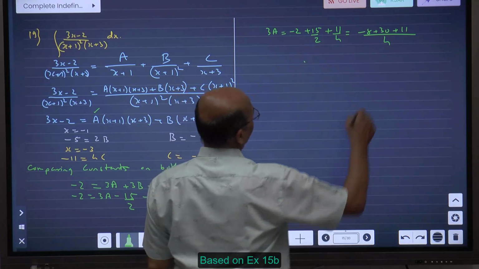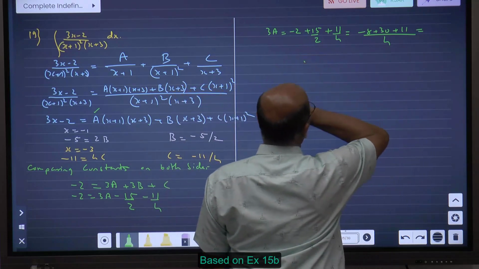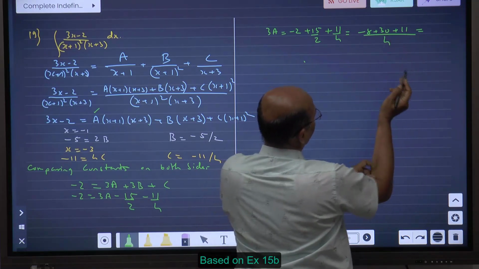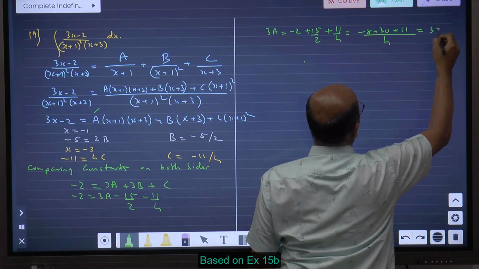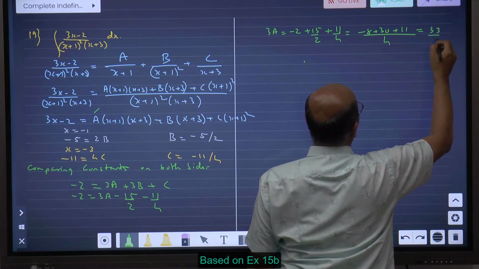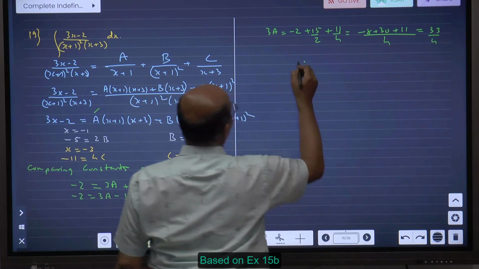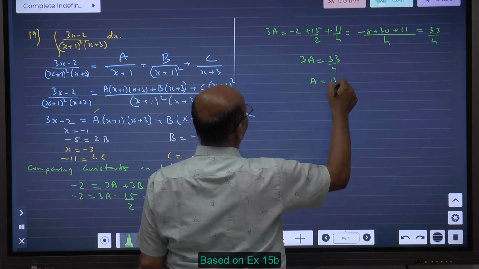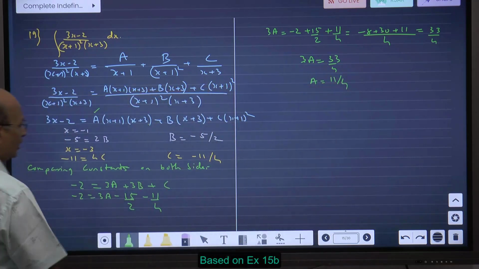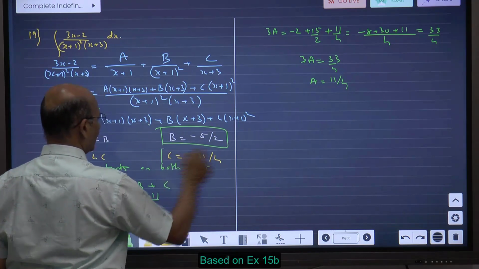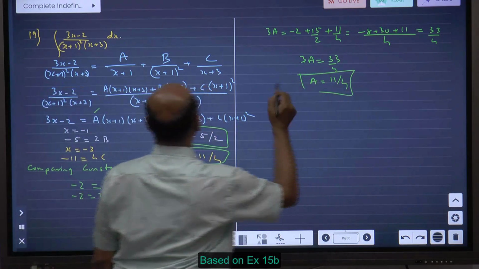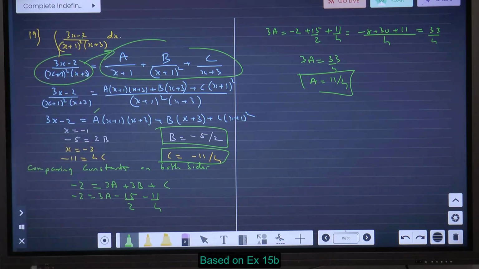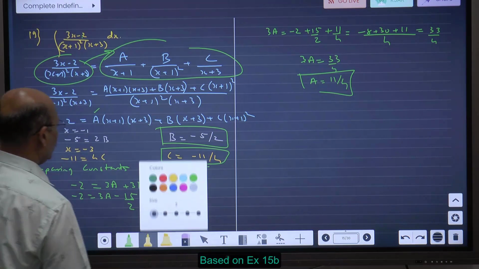So how much does it come to? 30 minus 8 is 22, 22 plus 11 is 33. So 33 upon 4. In short, 3a is 33 upon 4, so a is 11 upon 4. That's all. Once I got the b value and the c value, I have to get the a value. Now take this and put it in this, because this sum I am writing in this format. So let us quickly do that.